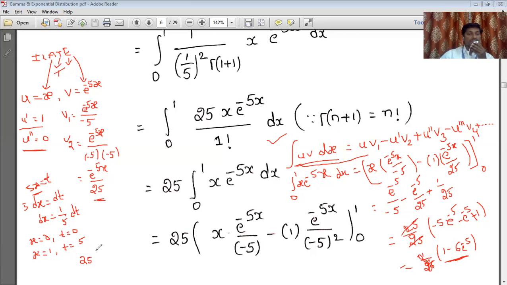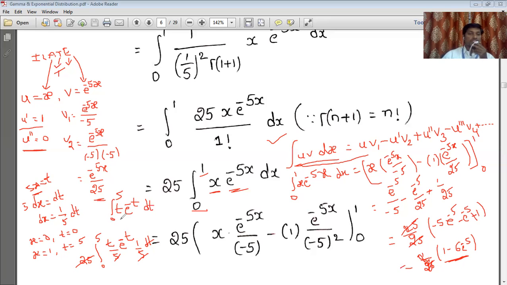So here it is 25. You can see that the integral is 0 to 1. When x varies from 0 to 1, t varies from 0 to 5. Right? And next here it is x, so x means t by 5. And next we have e power minus 5x, so e power minus t. And dx is nothing but 1 by 5 dt. So here 5 into 5 is nothing but 25. These two will cancel, so remaining we have integral 0 to 5 of t e power minus t dt.